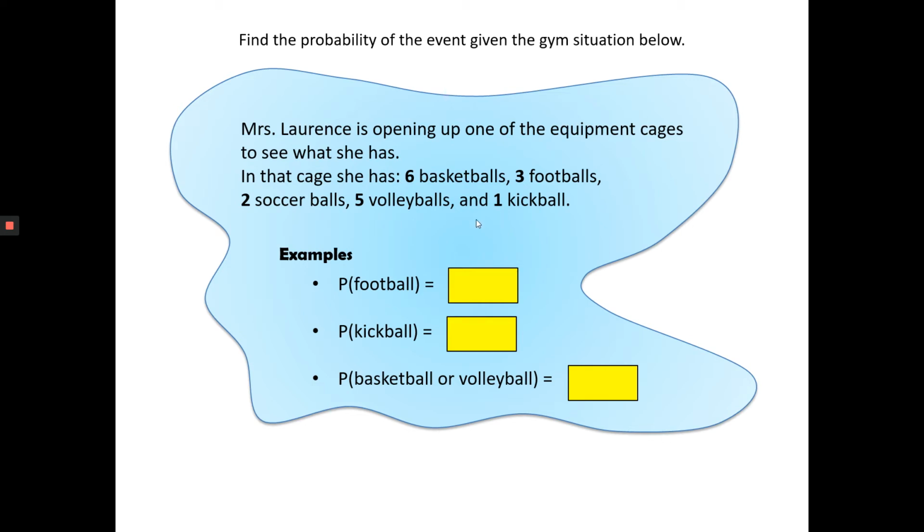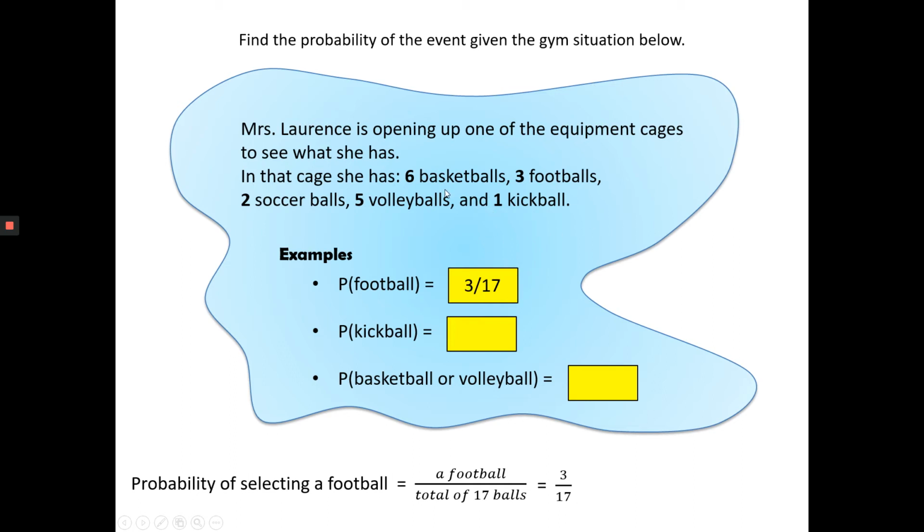So, out of all of those possibilities, what's the probability that we would be able to pull a football out of there first? Well, if we take a look, the probability of selecting a football, how many footballs are there out of the total of 17 balls that are in the cage? There are 3 footballs. So what's the probability of getting a football out of the 17? It's 3 out of 17.